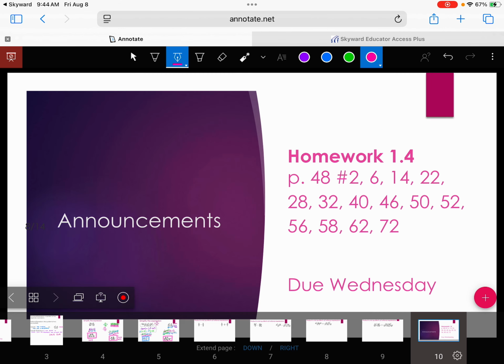So when you're looking at homework 1-4, just know that they're going to get more complicated, and we're going to work several of them together. So please don't panic. Okay? It's not due till Wednesday.